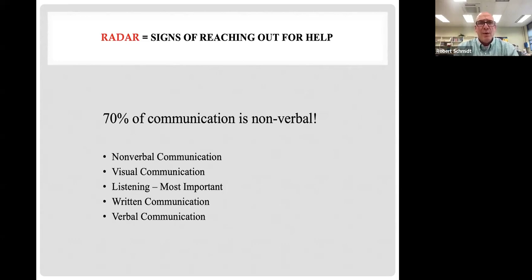So how do we find this out? In mental health, that would be like a mental status exam, all of the unspoken words, or how someone looks or dresses or acts. So there are five different modes of communication that we need to know of.